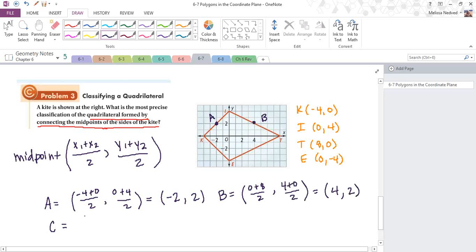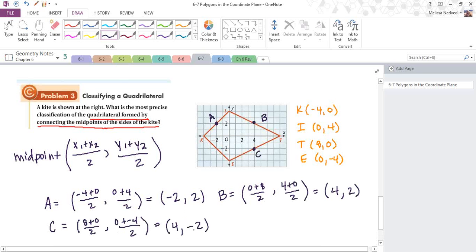C, we're going to call the midpoint of TE, and I'm going to get 8 plus 0 divided by 2, and 0 minus 4 divided by 2, or plus negative, either way you want to look at it. Again, 8 plus 0 is 8 divided by 2 gives us 4. 0 plus negative 4 is negative 4 divided by 2 is negative 2. So the midpoint of ET, we're going to call that point C, is the point 4, negative 2.